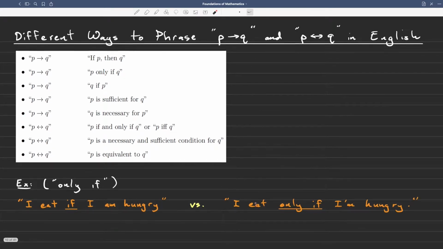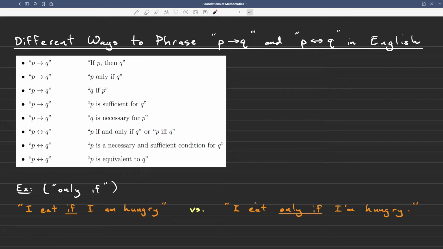In English, we have lots of different ways to phrase "if P then Q" or "P if and only if Q." And in this box in white here, I have listed several that I know of. There may be others that I haven't listed. So let's just go down the line here. The first one is just the standard way of saying P arrow Q means if P then Q. But we can also say "if P then Q" is the same thing as saying P only if Q. But we can also say P implies Q as Q if P. So even though in the sentence Q came before P, it's still P implies Q. By the way, "P implies Q" is another way to say P arrow Q, or if P then Q.